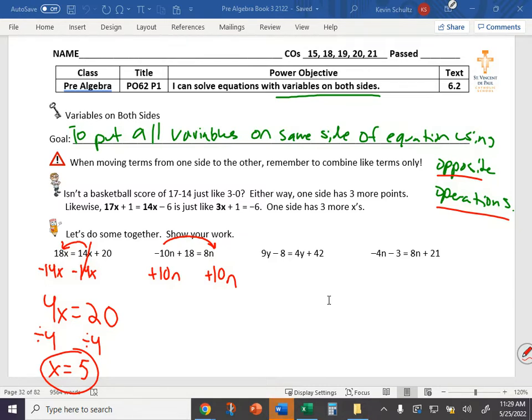Negative 10n plus 10n, they cancel out. We moved them, they're not there anymore. That's the whole point. And so we get 18 equals 18 n's, 8n plus 10n. Divide both sides by 18 to get n by itself. And we get a value of 1.